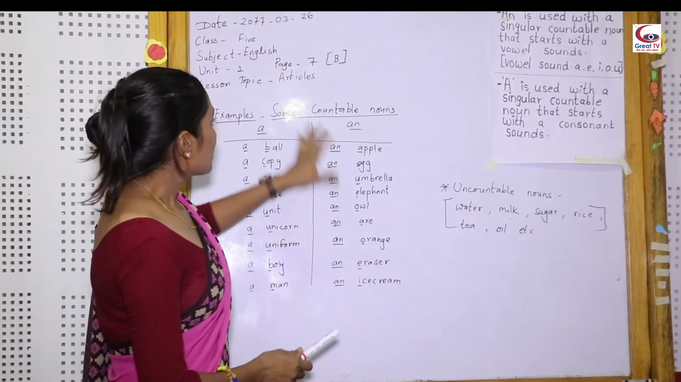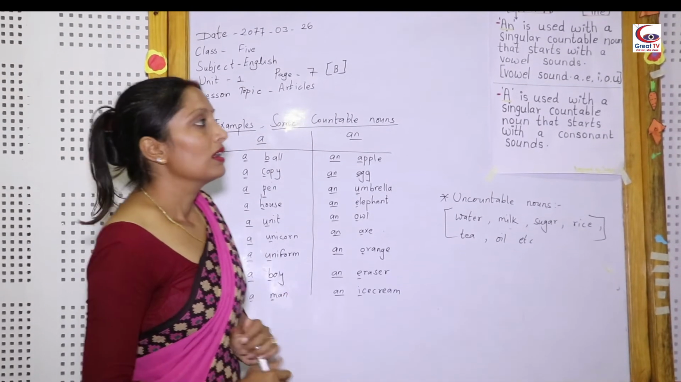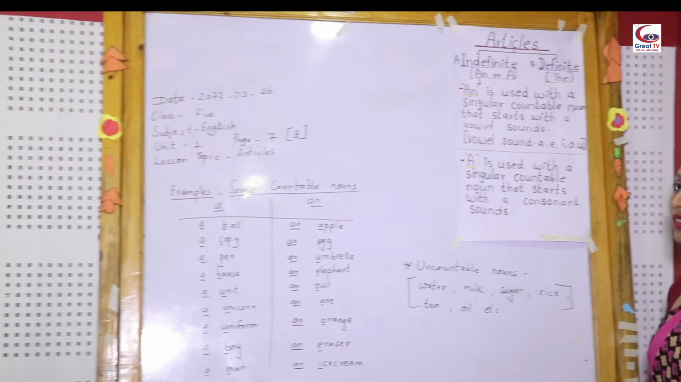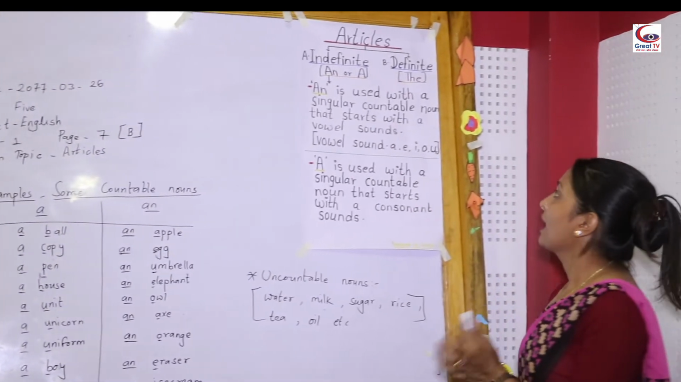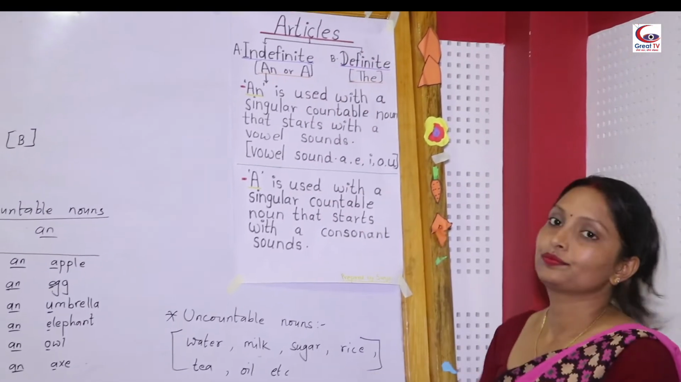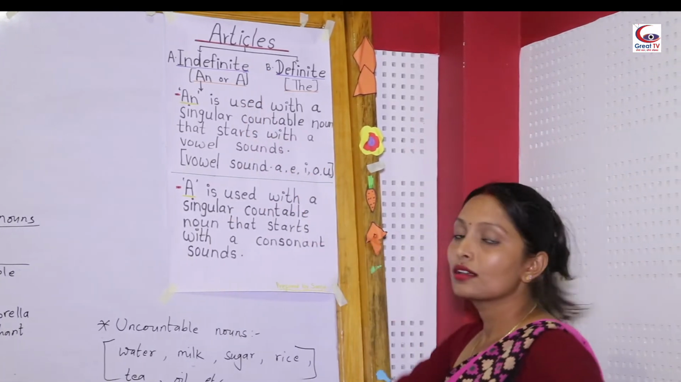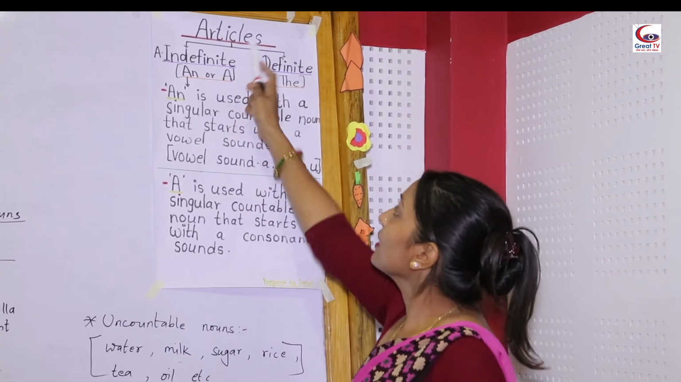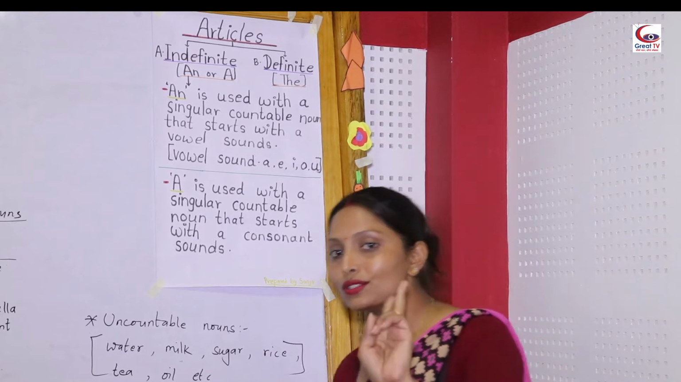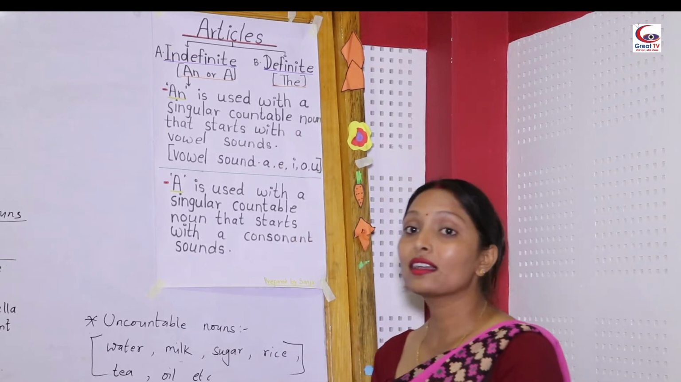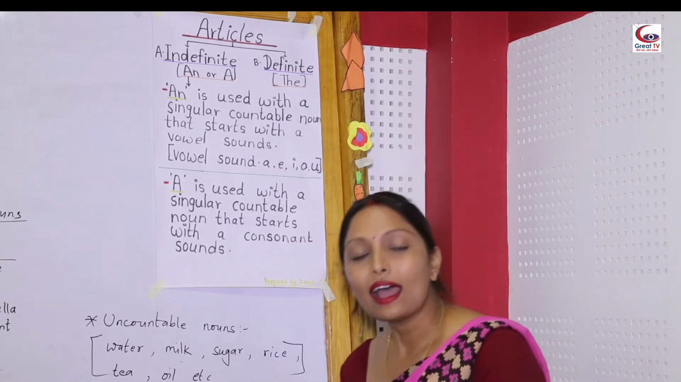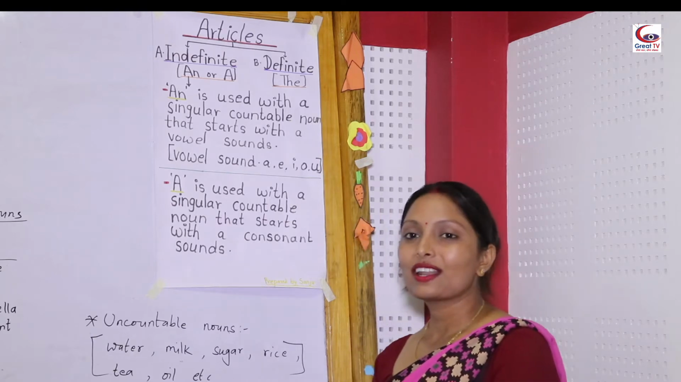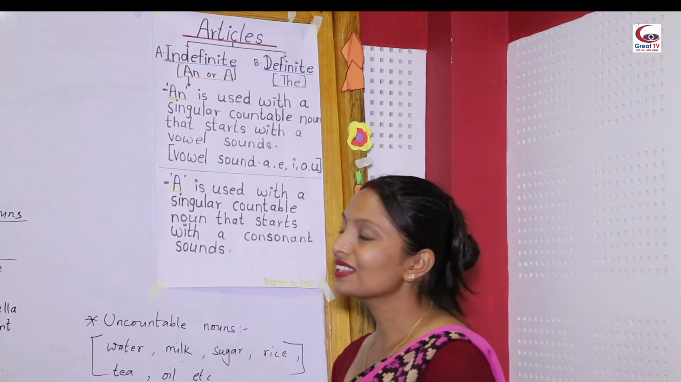Okay, these are some examples. Now let's talk about the formulas and the main points about articles. Students, do you know? Articles are of two types. There are two types of articles in English.